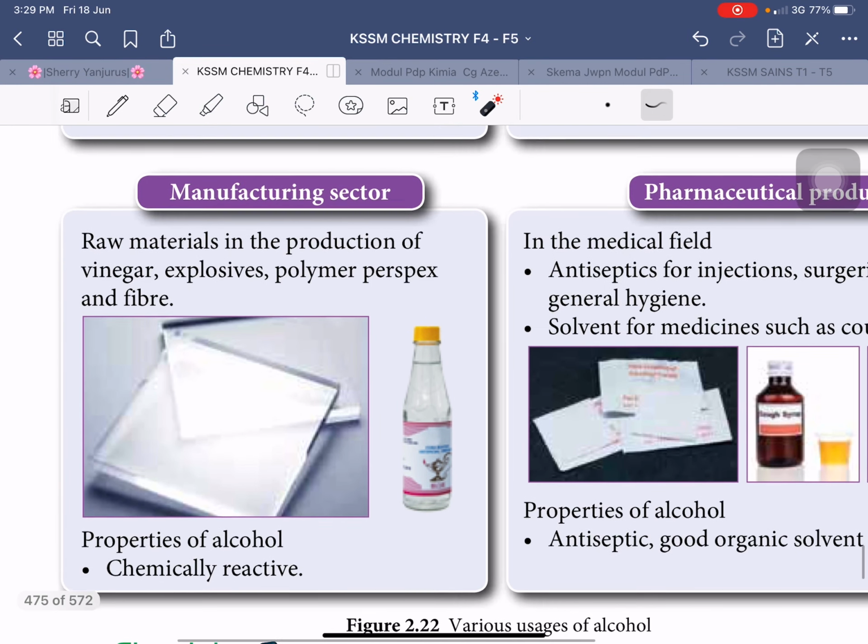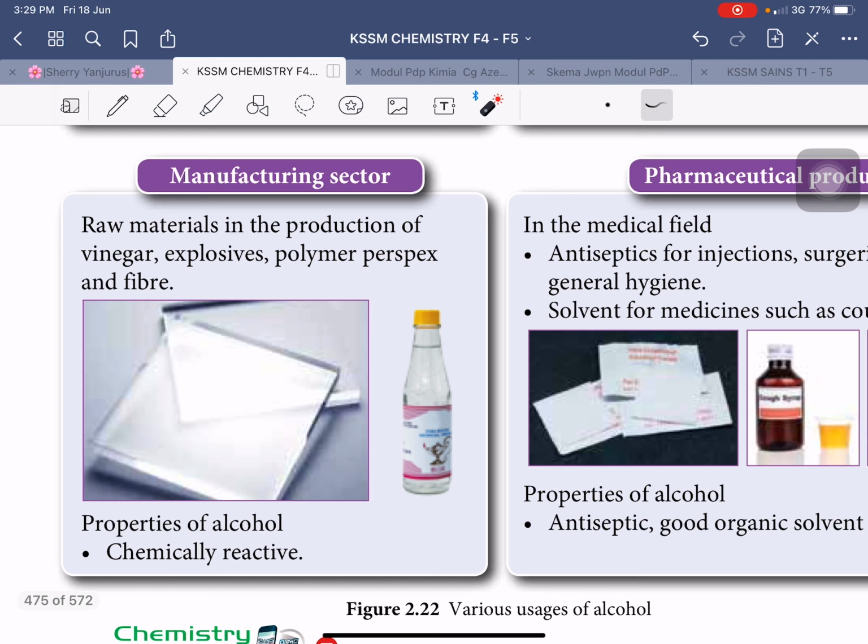So, in manufacturing sector, raw materials in the production of vinegar, production of cuka, explosive, bahan bakar, polymer, perspex, and fiber. Itu in manufacturing sector. Kenapa? Sebab properties of alcohol adalah chemically reactive.